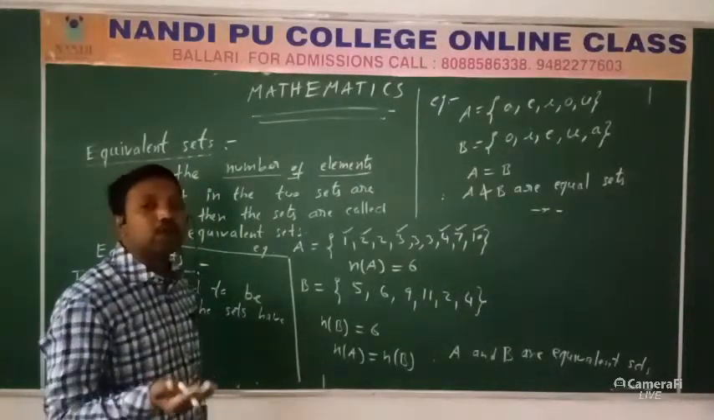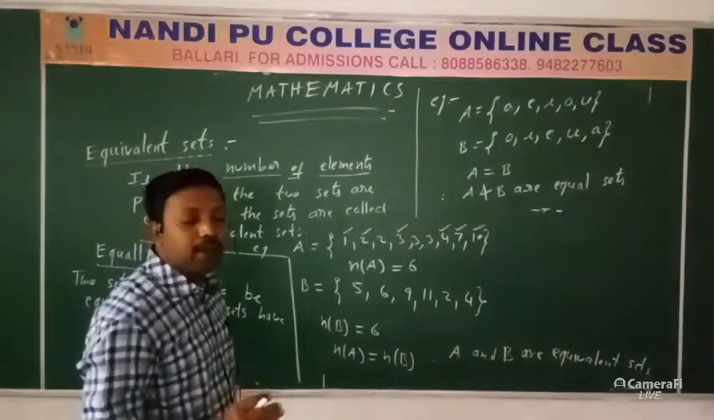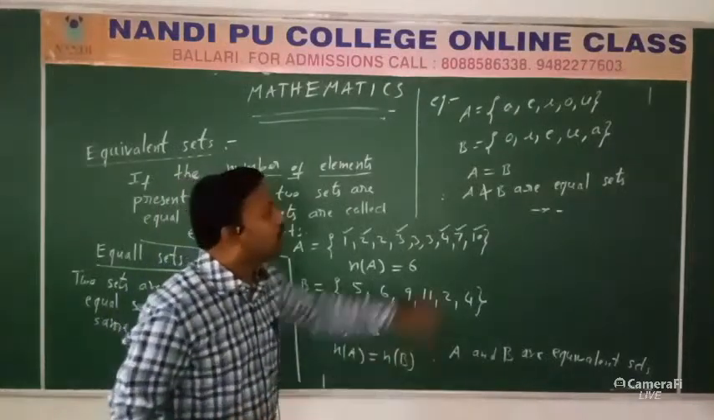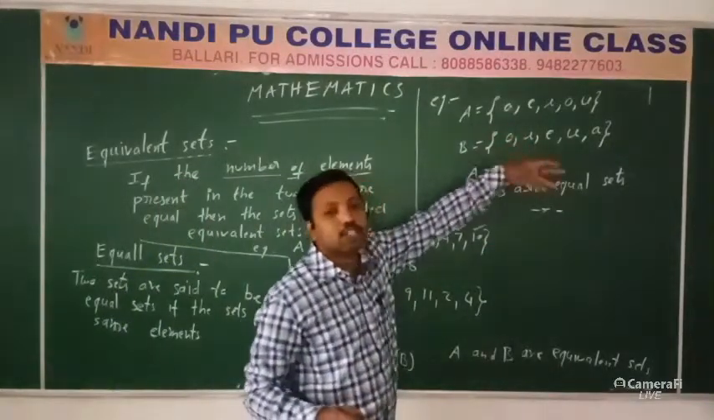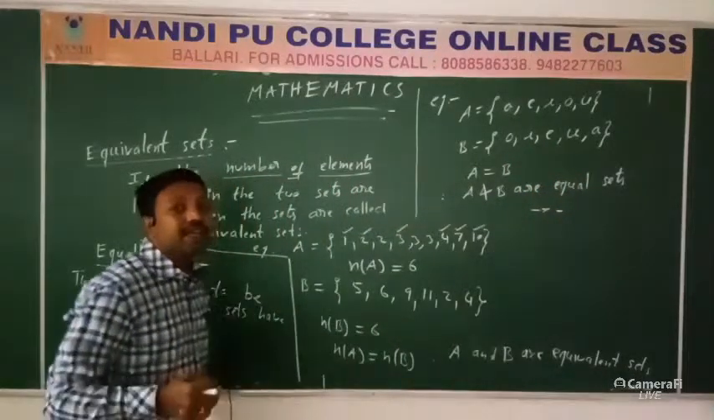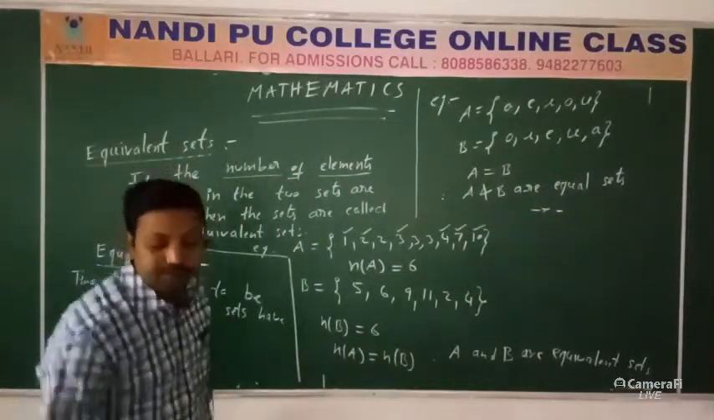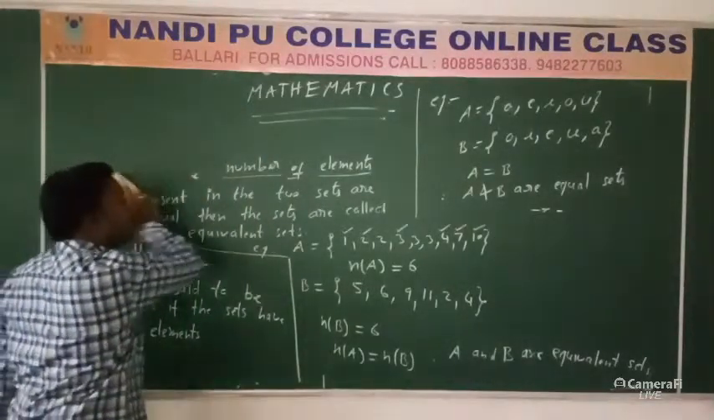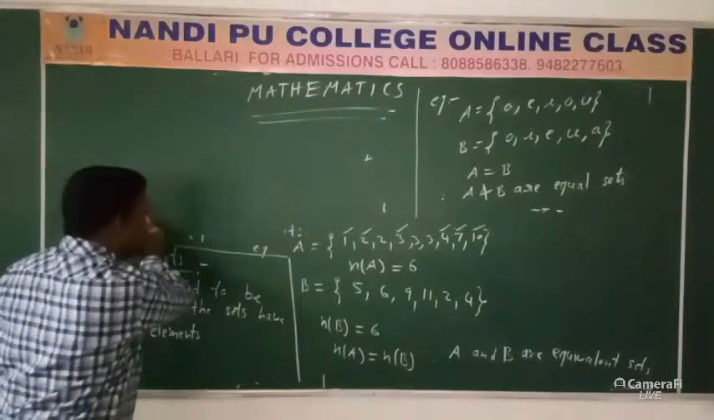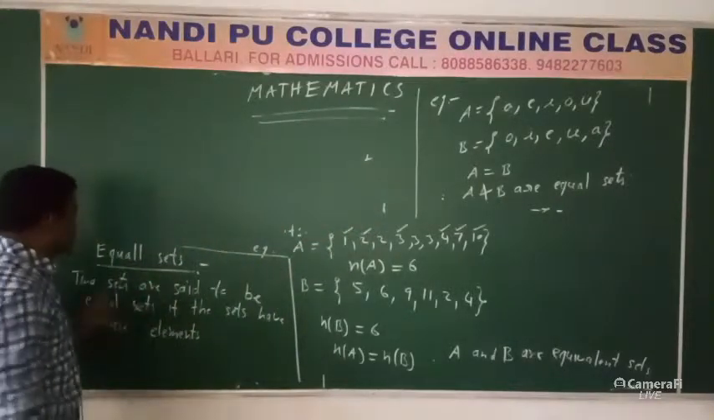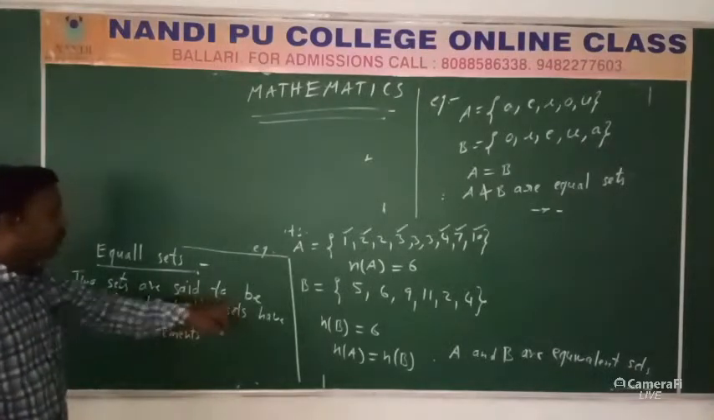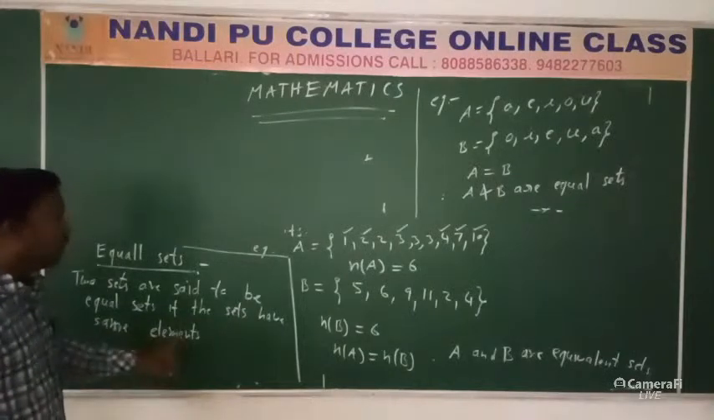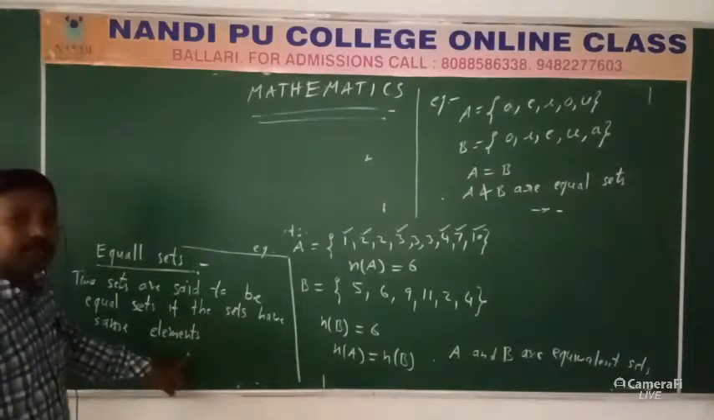What is the difference between equivalent and equal sets? Equivalent means only the number of elements, n of A equal to n of B. Equal sets means all the elements must be equal. Then only it is called equal sets. Right? Two sets are said to be equal sets if the sets have the same elements. The elements must be the same.